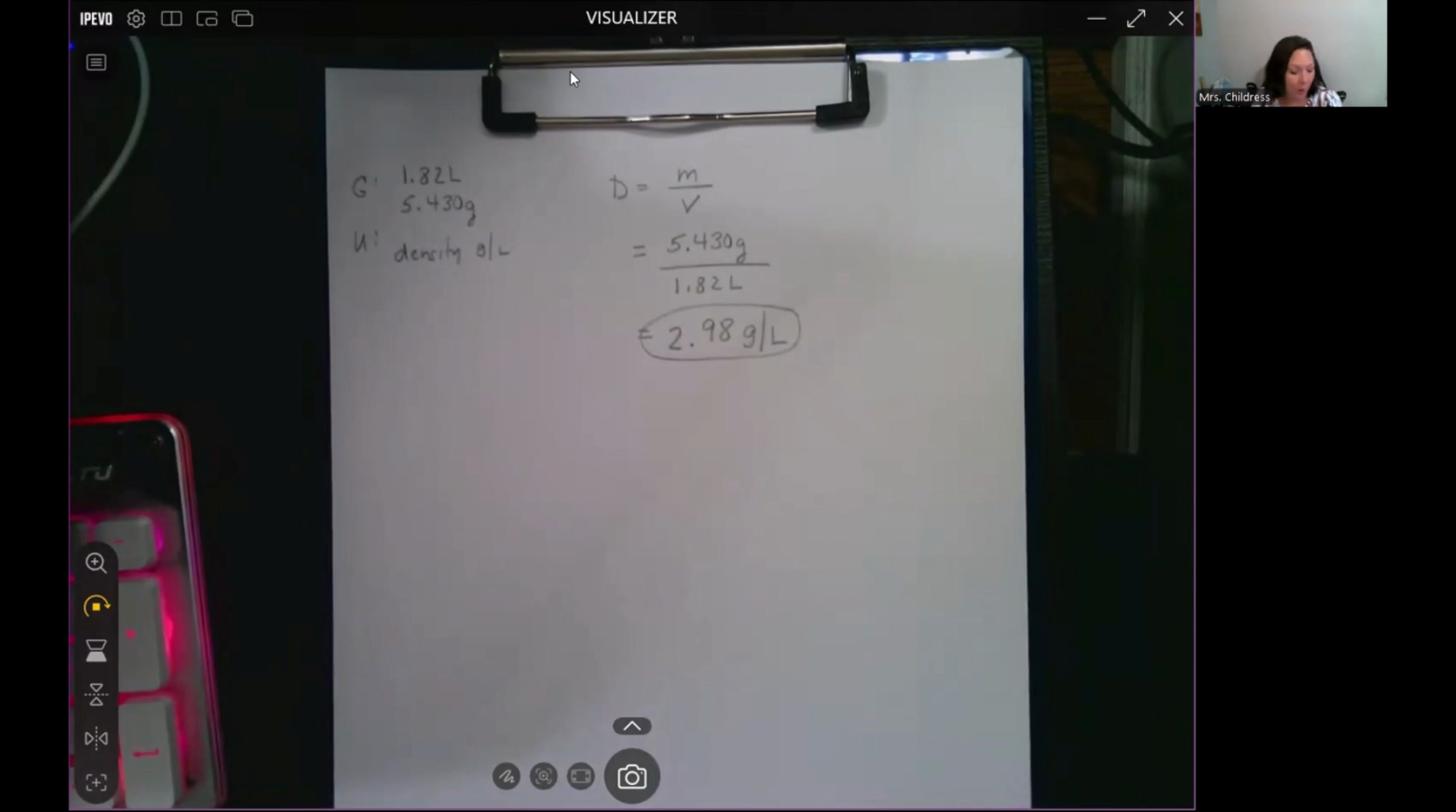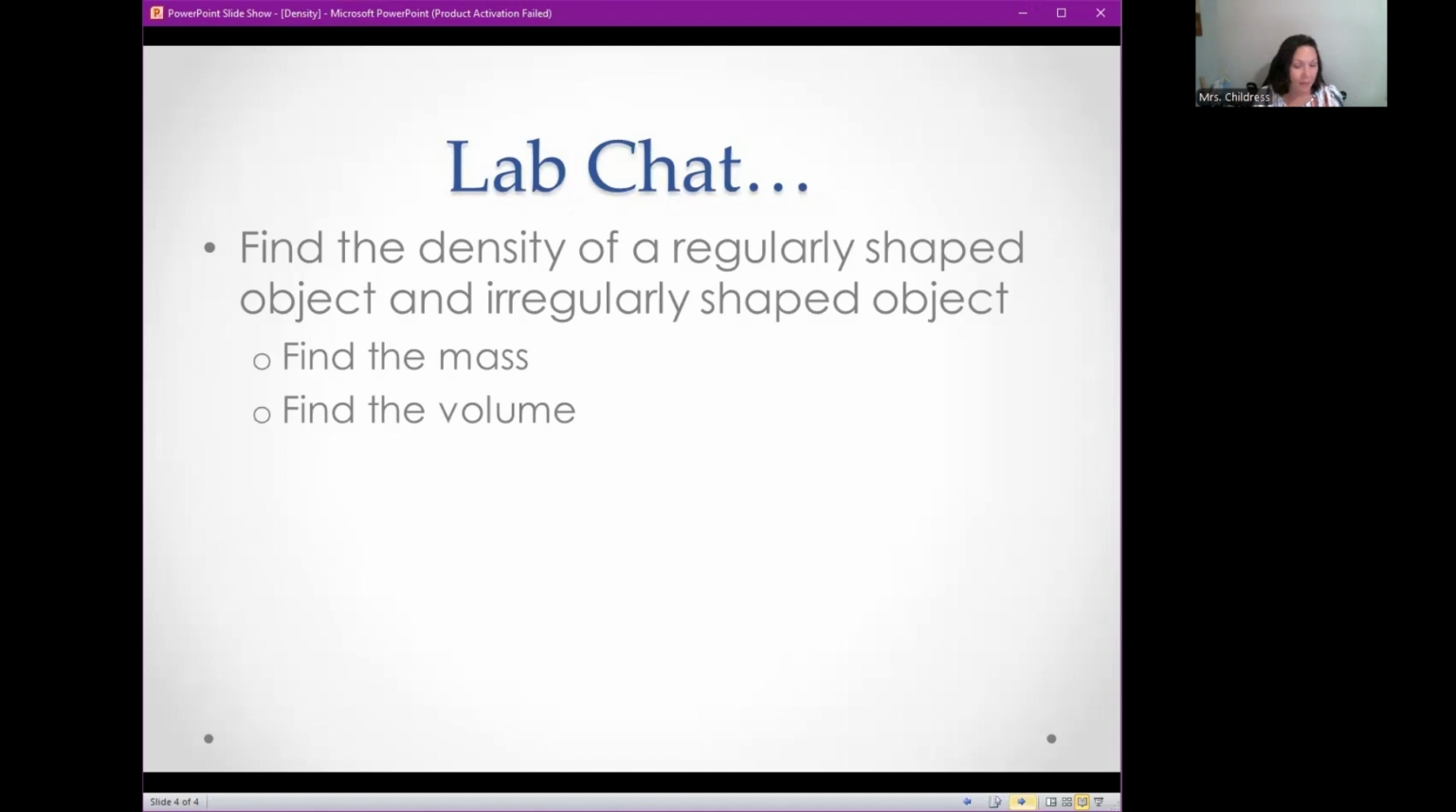All right, if there's no questions, we are going to move on to one last topic on density, and that is to talk about what is coming up with lab this week. So you are going to be measuring in lab. And when we get to homework at the end of our class time together, I'll go over a couple more specifics. But I just want to do a quick lab chat, talk to you about finding regularly shaped objects and irregularly shaped objects. So your lab is going to walk you through this as well. I'm just going to give you a few pointers.